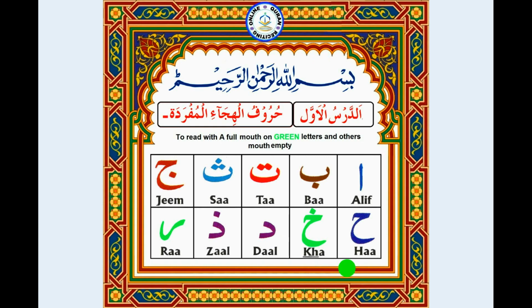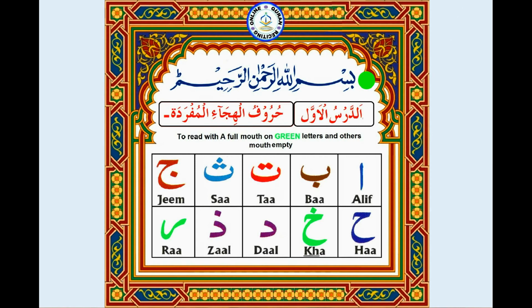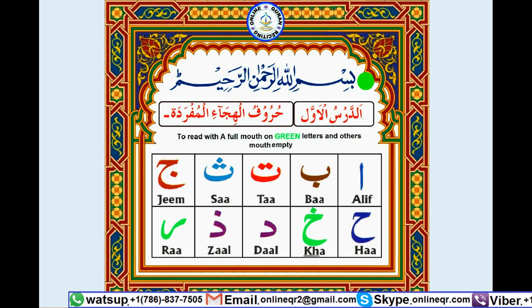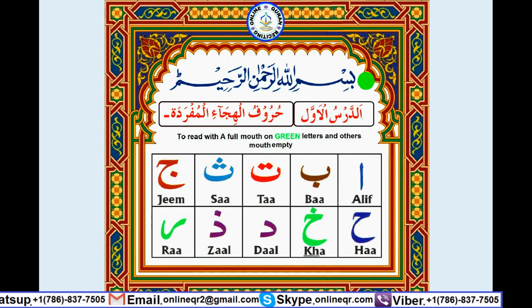This is Noorani Qaida and lesson number 1. In this lesson, I am going to teach you how to pronounce the Arabic alphabets with the help of pictures. Kindly copy these pictures and my pronunciation. So let's begin.